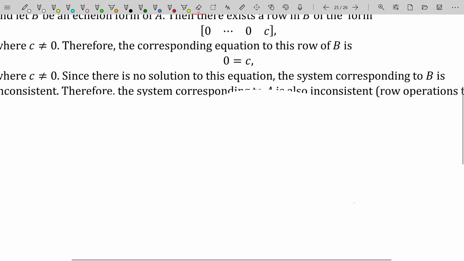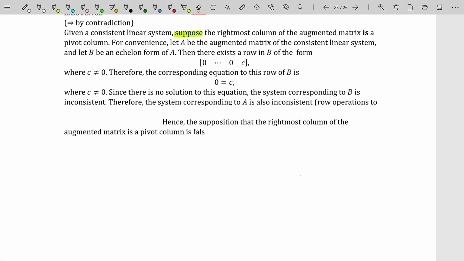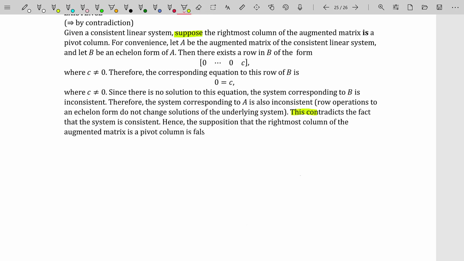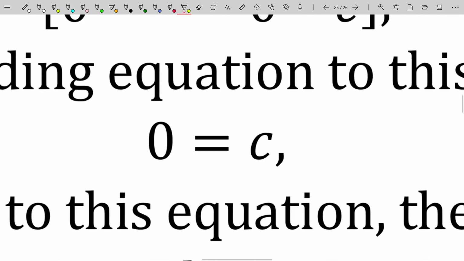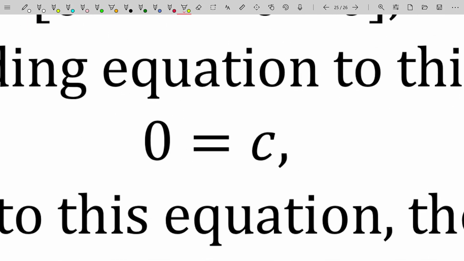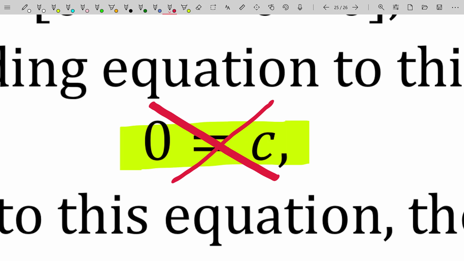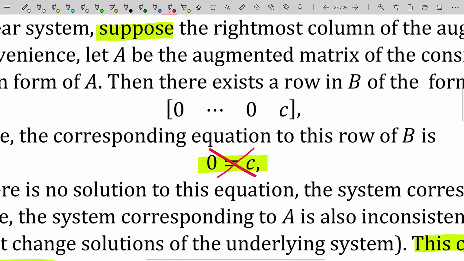Therefore, the system corresponding to A also has to be inconsistent because row operations don't change the underlying solution set. However, this totally contradicts the fact that the system is consistent. We've just arrived at the fact that we have an equation that tells us that 0 is equal to something other than 0. That's a big no-no right there. That's a massive issue. Once we get that equation in our system, we immediately know the system must be inconsistent.